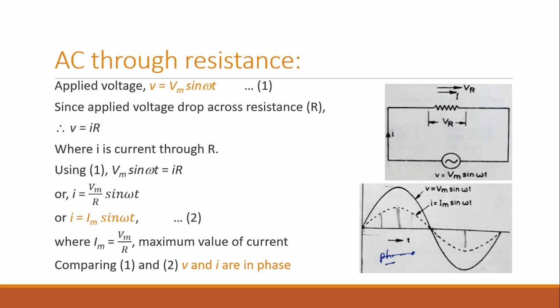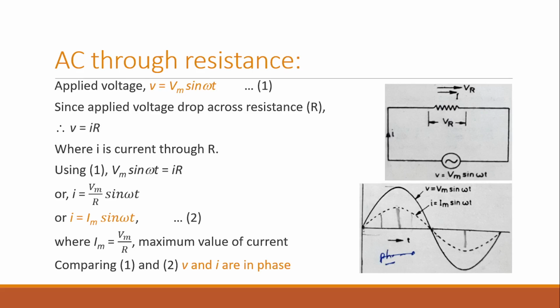Now applied voltage is Vm sin omega t, and the whole voltage is developed across the resistance R, since resistance R is the only component. So we can equate Vm sin omega t with IR. So Vm sin omega t is equal to IR. Naturally, I is equal to Vm upon R into sin omega t.